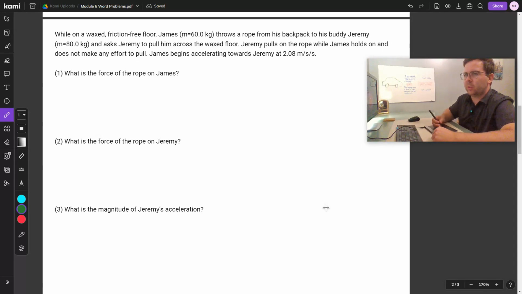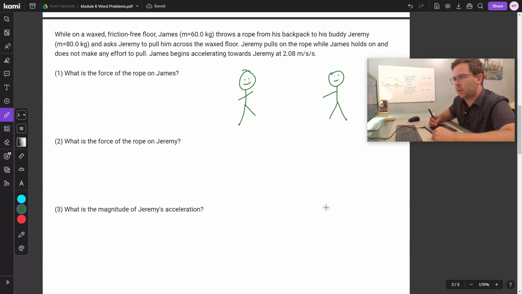So let me draw a quick picture of this. We have one person who, let's just say, the rope is attached to, and then the other person is pulling the rope. So I'll try to indicate that here. I'll make my rope a different color. Okay, so this is our picture. And let's look at the questions and start to figure out what's going on.